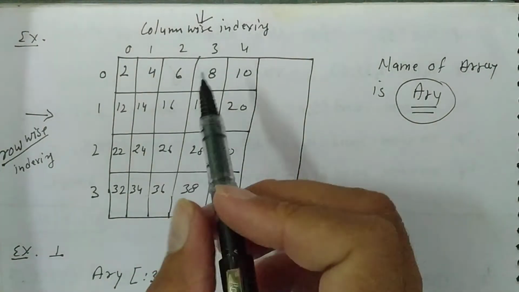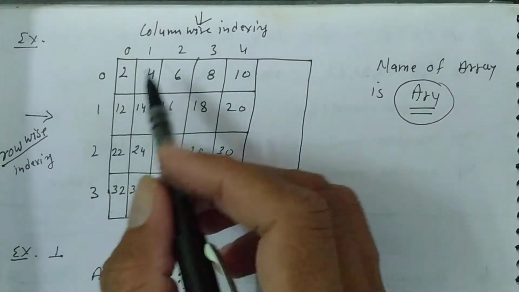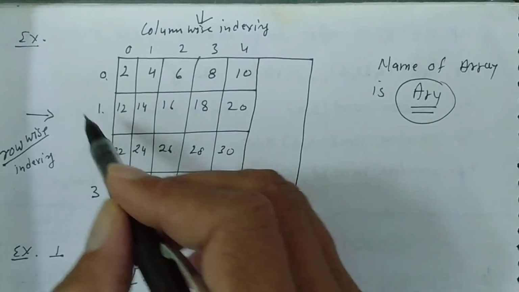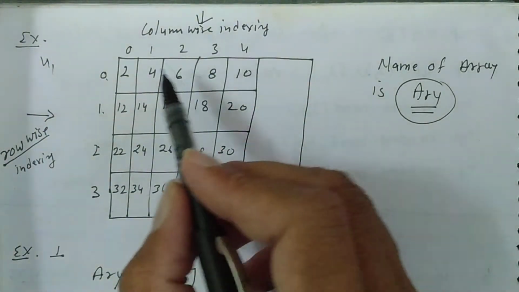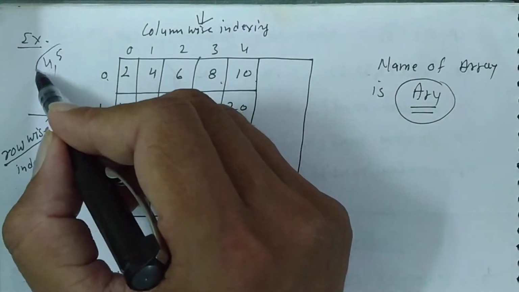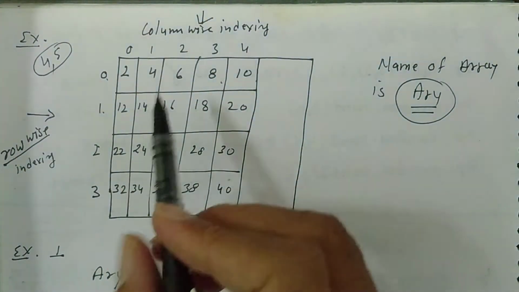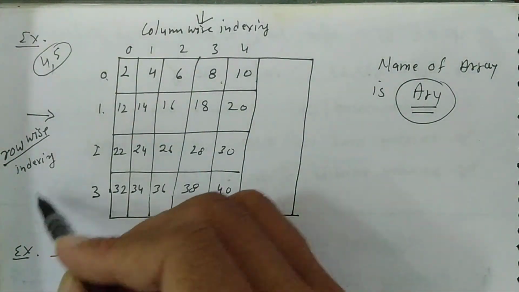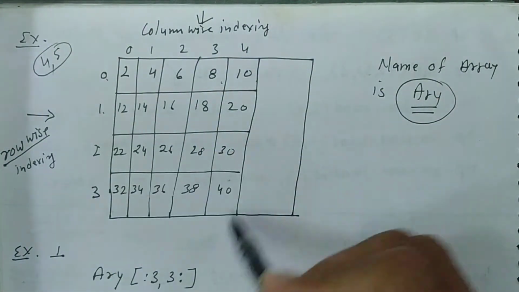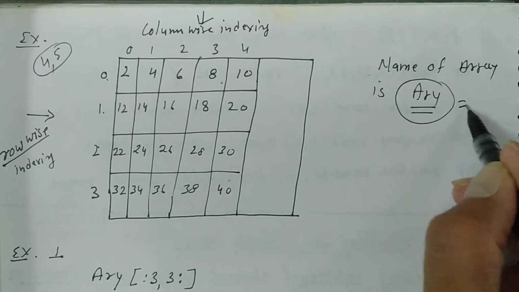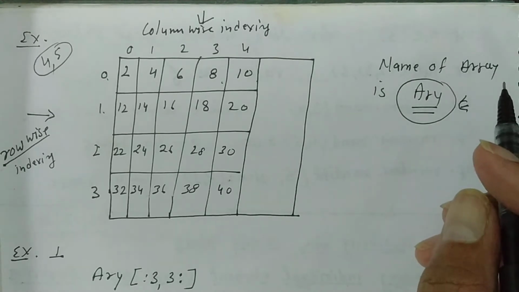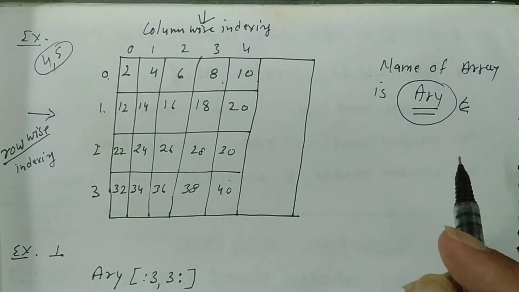Now, students, we have one array. In that array we have different elements. There are rows 0, 1, 2, 3 and columns 0, 1, 2, 3, 4. So 4 rows and 5 columns. This is the array that has 4 rows and 5 columns. Row on this side and column on this side. This is row indexing and this is column indexing. These are the elements in this array, and the name of this array is ARY. So one by one we will understand with examples how to slice.